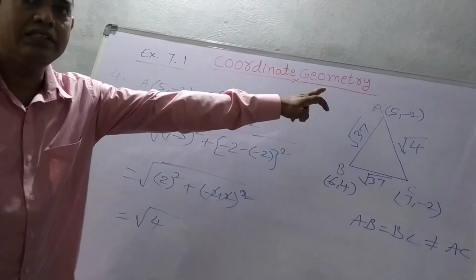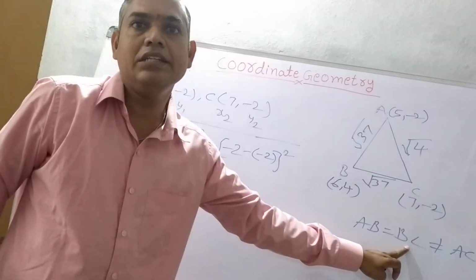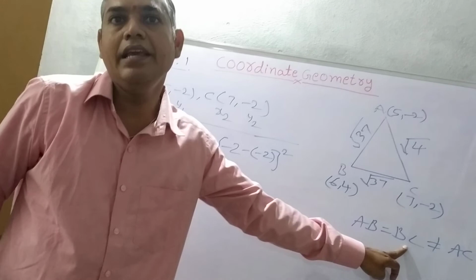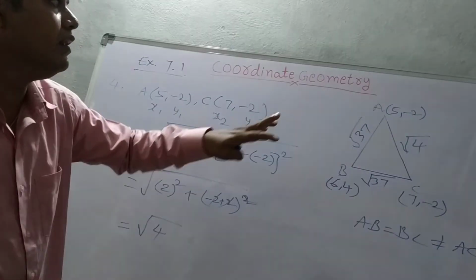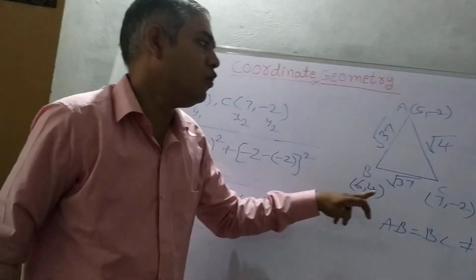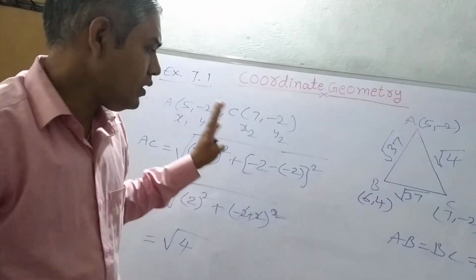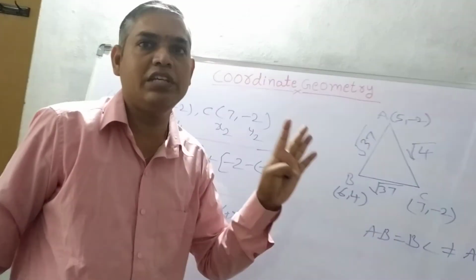That's why we are saying in this triangle two sides are equal. That's why the given triangle is an isosceles triangle. (5, -2), (6, 4), (7, -2) are vertices of an isosceles triangle.